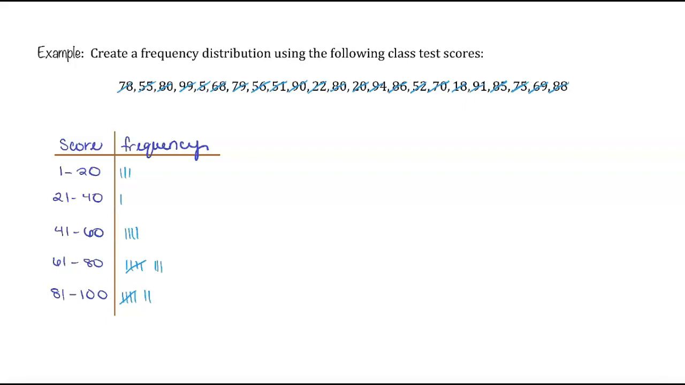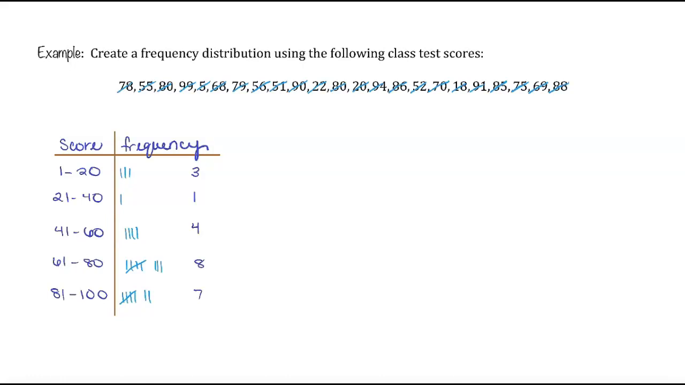Now we have the class frequencies. 3 students have a score from 1 to 20. 1 student scored from 21 to 40. 4 students scored from 41 to 60. 8 students scored from 61 to 80. And 7 students scored from 81 to 100.